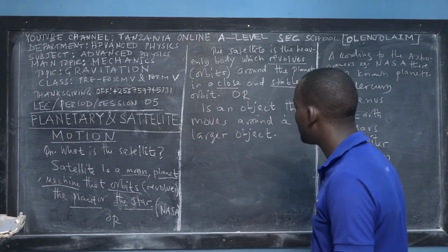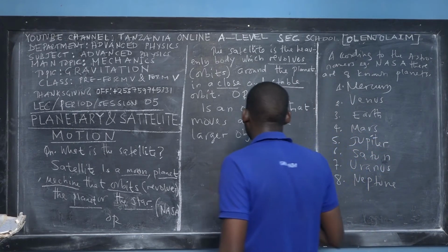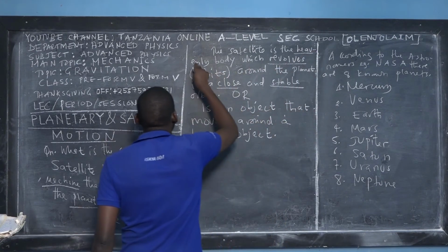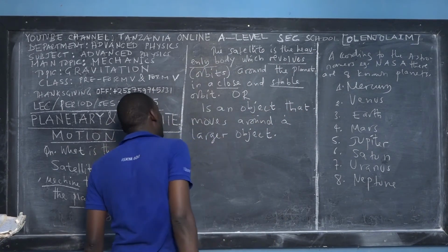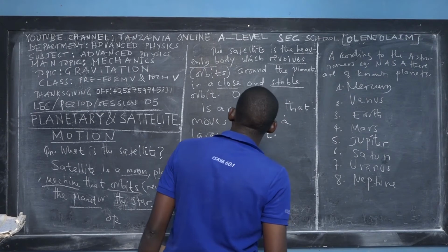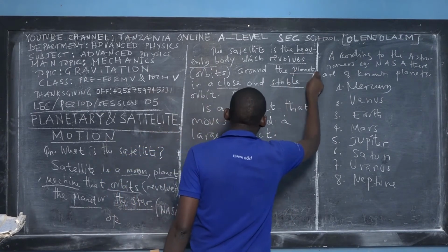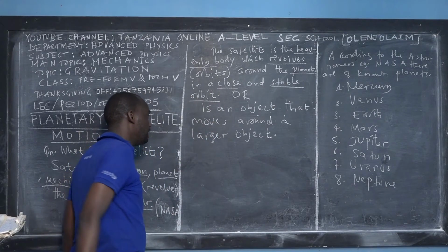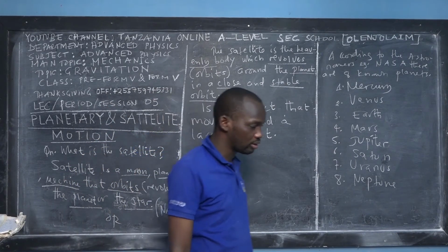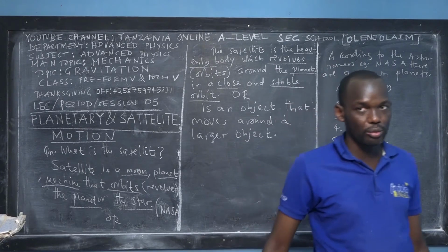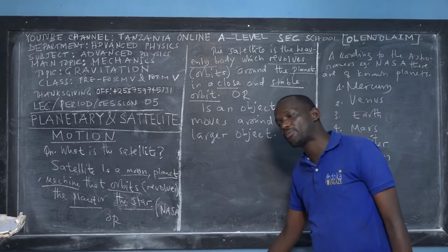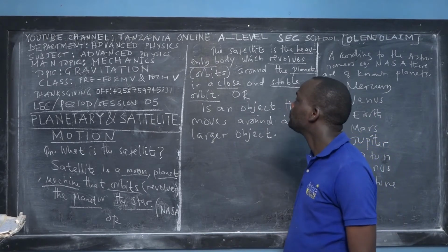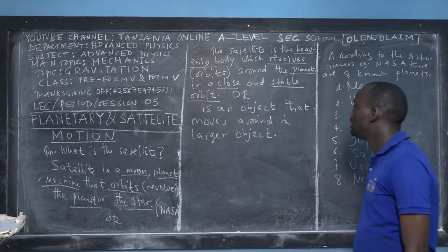Again, some other references define the satellite. The satellite is a heavenly body, we find it in heaven, above the Earth's surface, which revolves or orbits around the planet in a close and stable orbit. In the next lecture, I will be teaching you a lot about orbit because we have two types of orbit: free orbit and parking orbit. It's a great subject for advanced physics, okay? So that's the third definition.